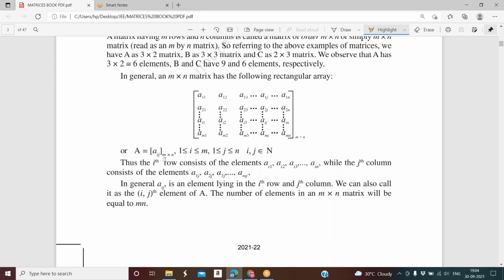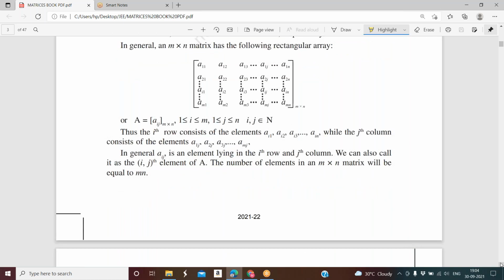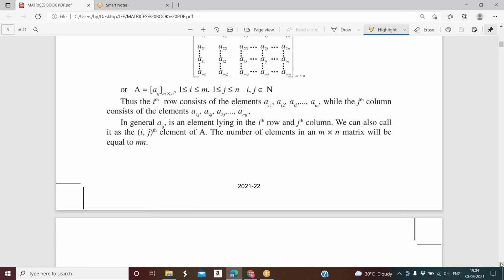The order is m cross n, or m by n matrix. i varies from 1 to m and j varies from 1 to n, where i, j belong to the set of natural numbers. i and j take values from natural numbers. So this is how we denote the given matrix.